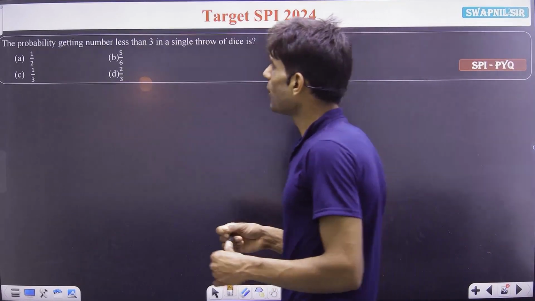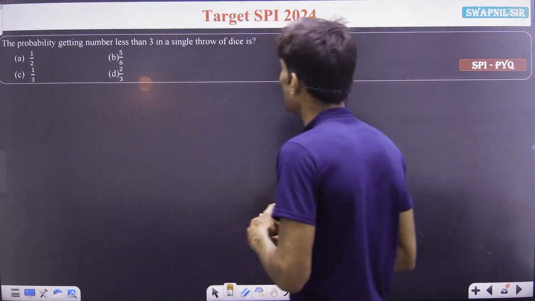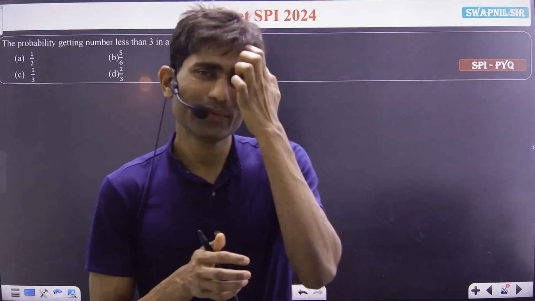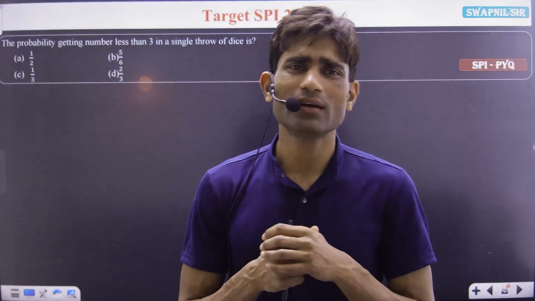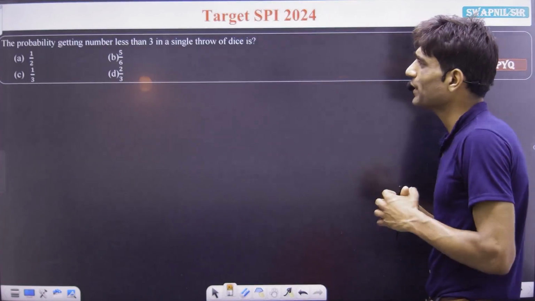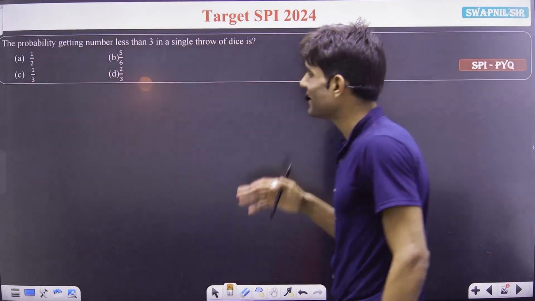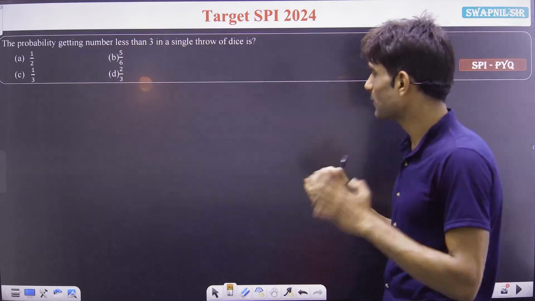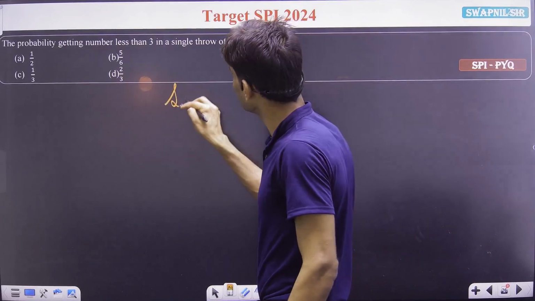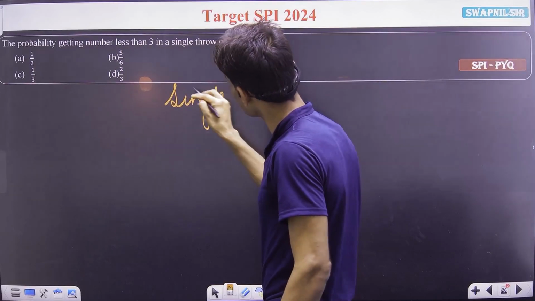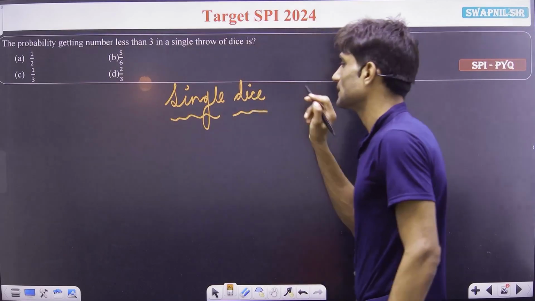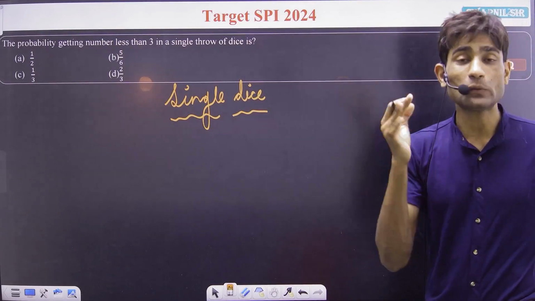The probability of getting a number less than 3 in a throw of a dice. Now see that this is a little different question. You will get similar types of questions in your question paper, you just need to understand what is actually given in the question. It says the probability of getting a number less than 3 in a single throw of a dice. So we have a single dice. First of all, understand the sample space. We have a single dice and we have to throw it.